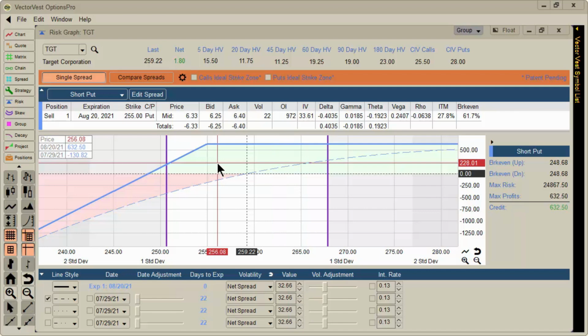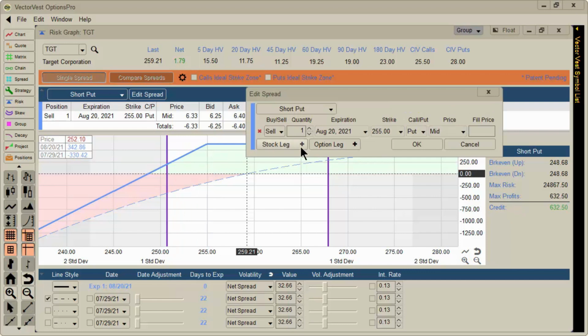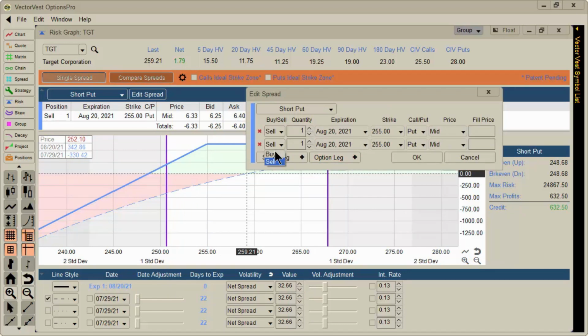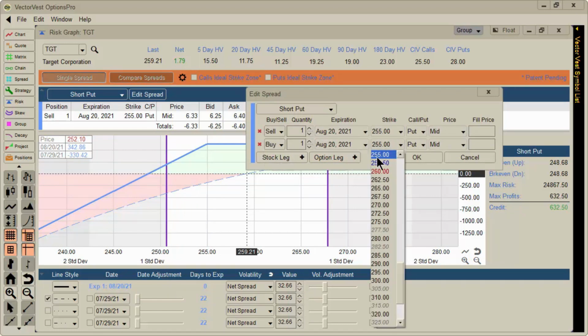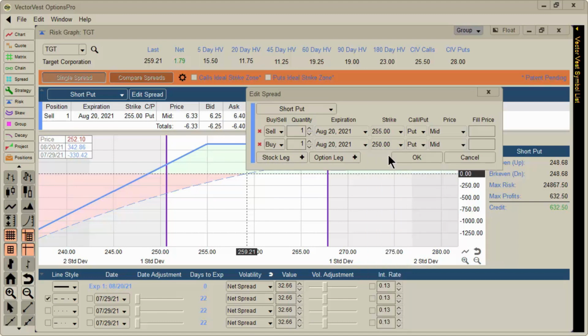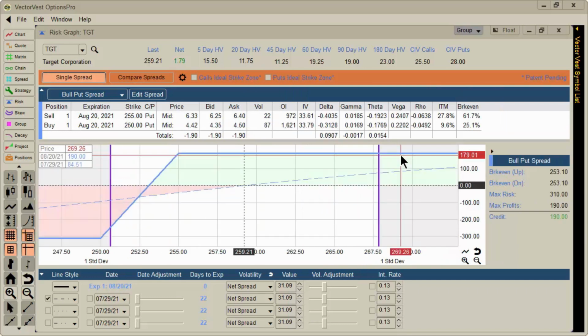I don't want this risk. So what I do is I buy insurance. I create something called a bull put spread. And the way I do it is while I'm selling that put, I simultaneously buy an insurance leg. Now in this case, I'll use $250. Now I want you to watch what that does to this trade.